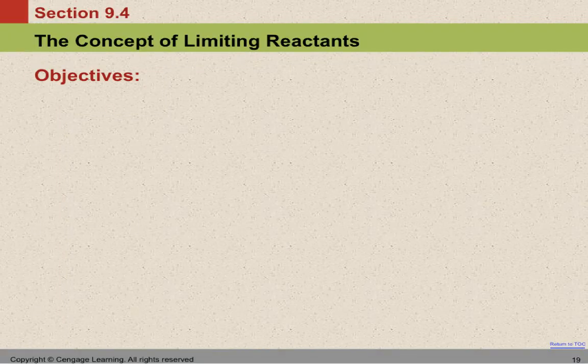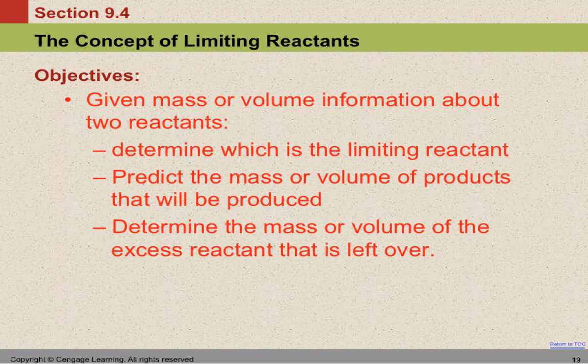Okay, the concept of limiting reactants. In this screencast we hope to, given the mass or volume information about two reactants, and that's kind of key to identifying these problems, that you're given information about two reactants. You have to determine first which is the limiting reactant, and we'll define that in a moment, and then predict the mass or volume of products that will be produced. Okay, and then determine the mass or volume of the excess reactant that is left over.